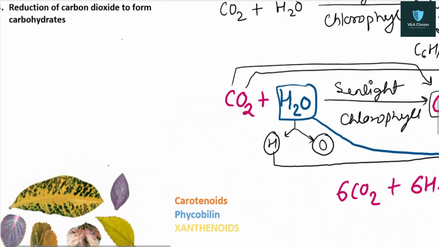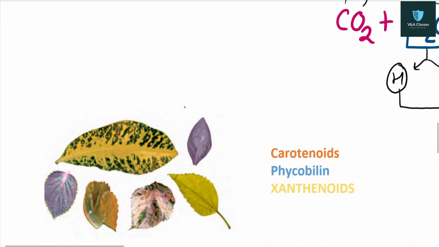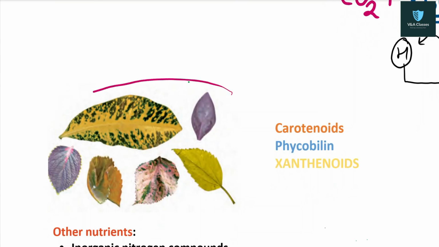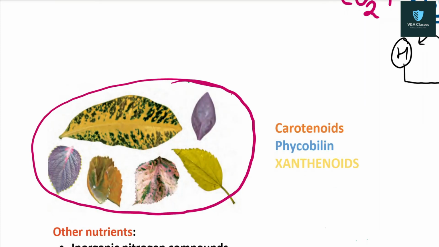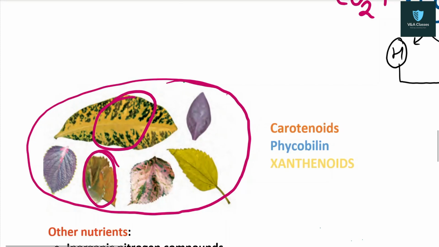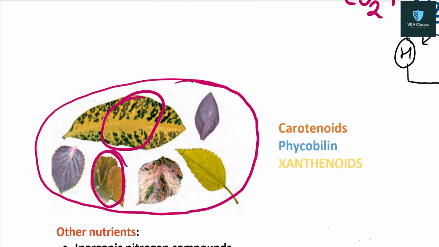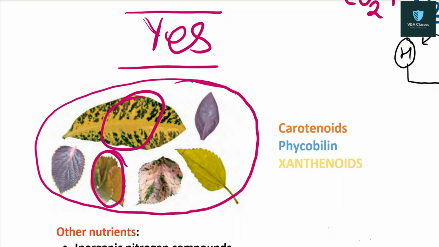To understand those smaller topics, let's look at these leaves. You must have seen such leaves somewhere, either in your home or somewhere outside. These leaves are not exactly green. Some are orange in color, some are yellow in color. So a very important question arises: do these leaves contain chlorophyll? The answer is yes, they contain chlorophyll. Second question: are these leaves also autotrophic? Again the answer is yes.